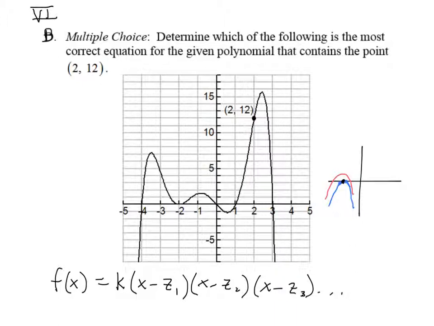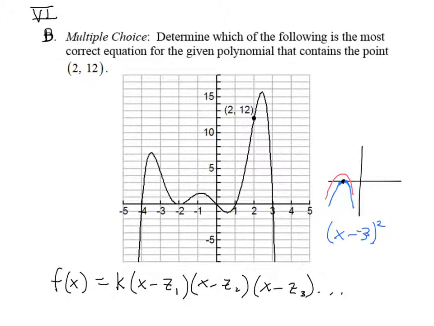When that happens, you have to do something different with a factor. If that's happening at negative 3, then it would be x minus negative 3, squared. Because basically it's two factors that have come together and become the same factor, or two zeros.